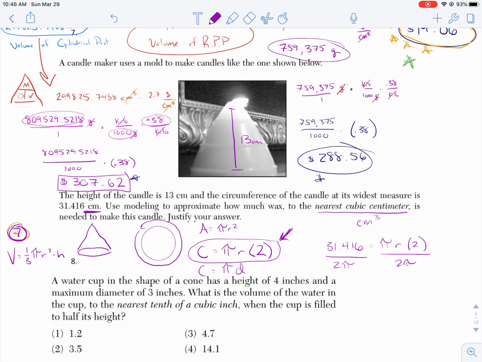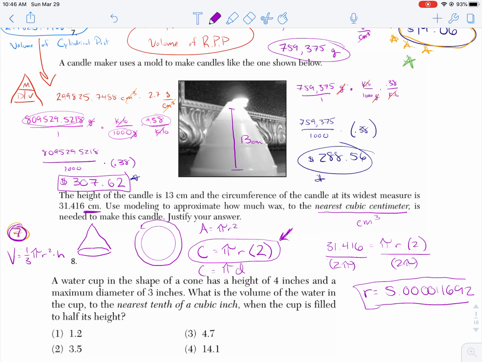Man, I'm just having some issues today. Oh, I didn't put it in parentheses. That's why. See? I didn't put this in parentheses in my calculator, and it gave me a wrong answer. So, our radius should be 5.00011692. That's our exact radius.